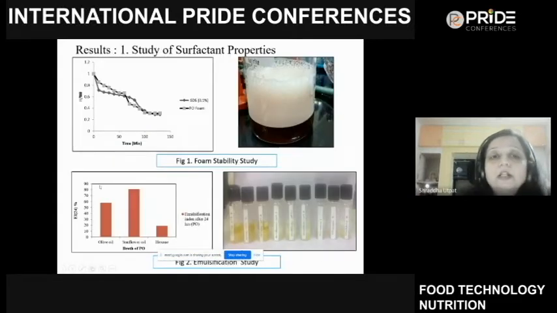So after purifying the protein, we tried to study its surfactant properties to categorize the protein into the class of hydrophobins. We tried to get the half-life time of the foam which is produced by hydrophobins, and we compared it with the standard surfactant SDS, and the concentration selected was 0.1%, and we found that the half-life time of SDS was 80 minutes, and for our protein it was 70 minutes, so it was comparable. Then we tried emulsification of different cooking oils using hydrophobins, and we found that with sunflower oil it gave the maximum, 80% emulsification index.